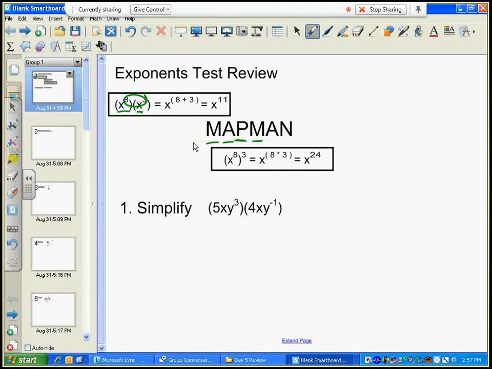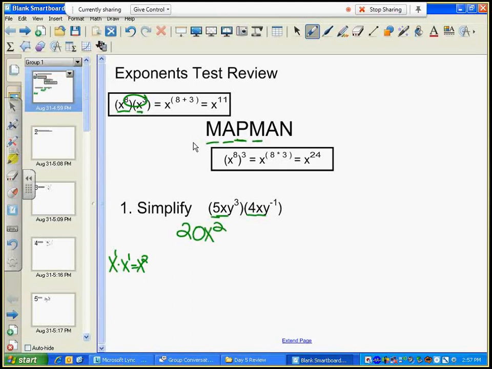Now, let's simplify our first problem. And I know that multiplication is commutative. I can change the order of my factors. So I'm going to first do my numbers. I have 5 times 4, which is 20. I have the same base. I have an x, and I have another x term. So I know that x to the first power, remember I can consider that to the first power, times x to the first power is x to the 1 plus 1, which is x to the second power.